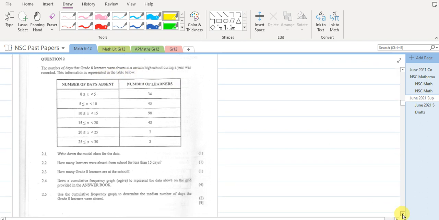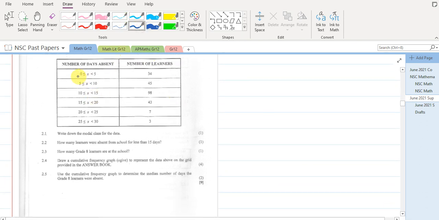Write down the modal class for the data. Modal class is the most frequently occurring, right? Most frequent is 98, so the modal class is 10 is less than or equal to x is less than 15. Let me just highlight the 98 to show you that's the highest frequency. So the modal class is 10 to 15 days absent.